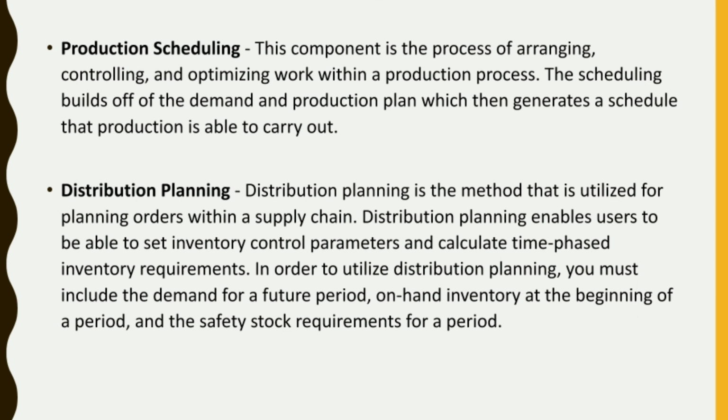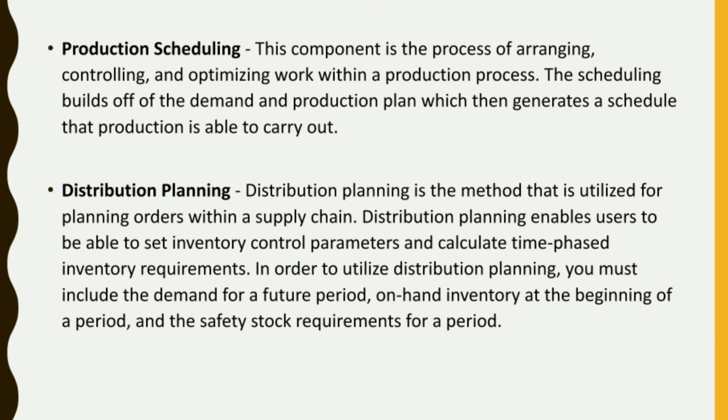Number 3 is the production scheduling. This component is the process of arranging, controlling, and optimizing work within a production process.